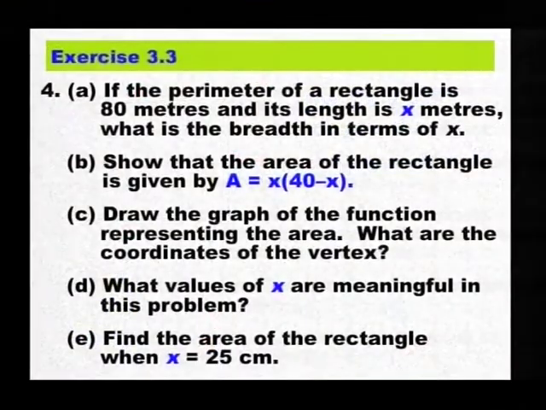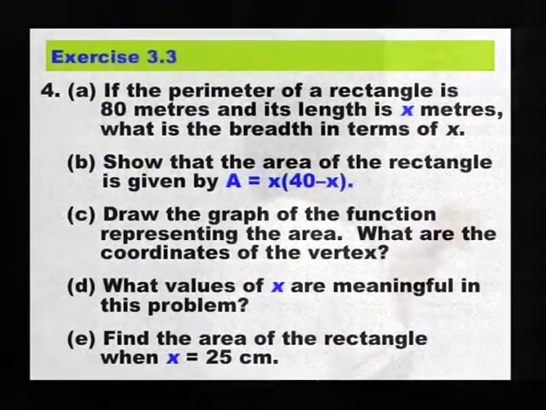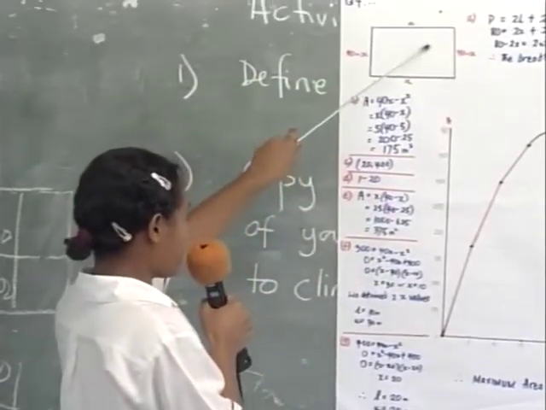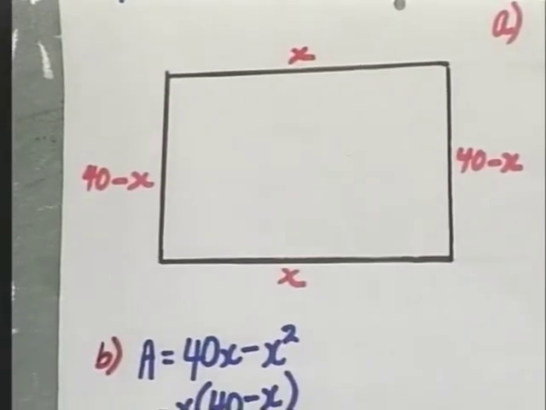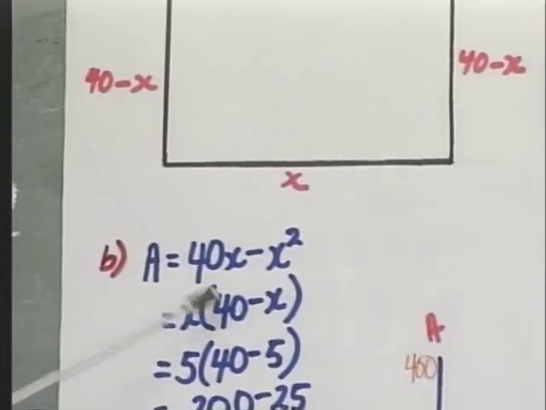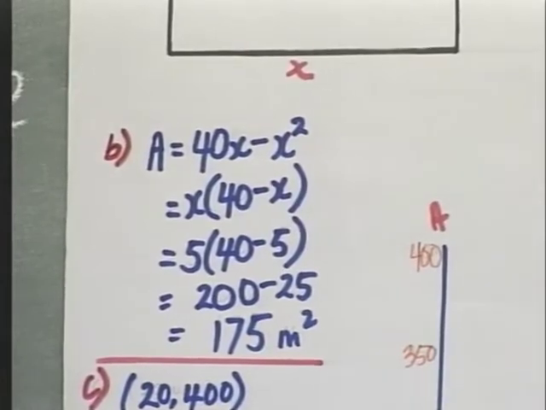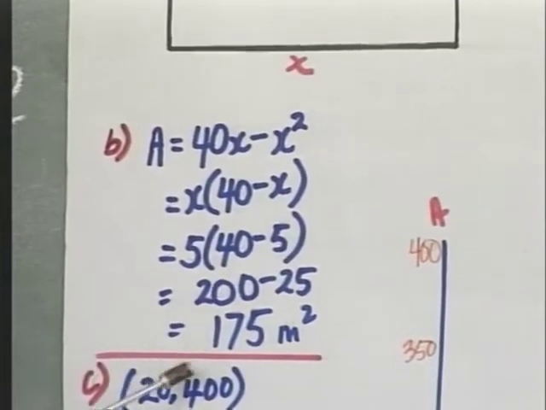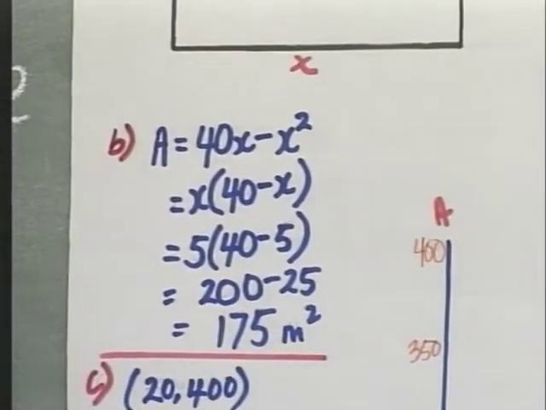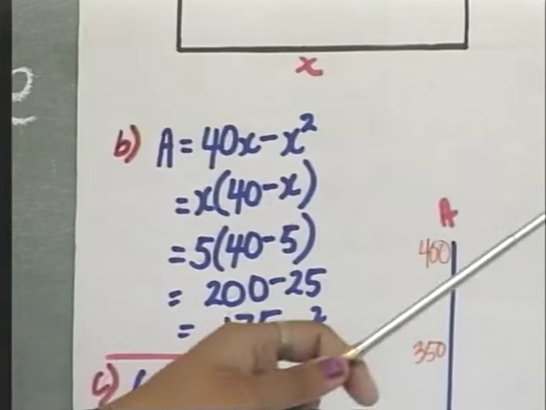For B, it reads, show that the area of the rectangle is given by A equals x(40 minus x). We can see from this diagram that the length is x and the width is 40 minus x. Over here, we substituted into the formula, got an x value from the table here. We got 5, so 5 times (40 minus 5), which gives 175 square meters. Therefore, this solution proves the formula.